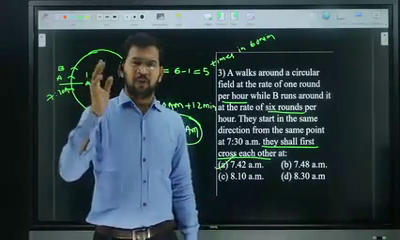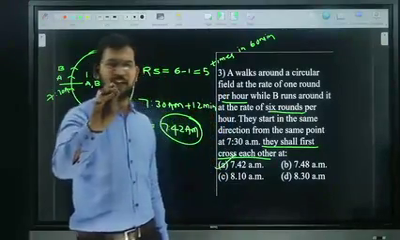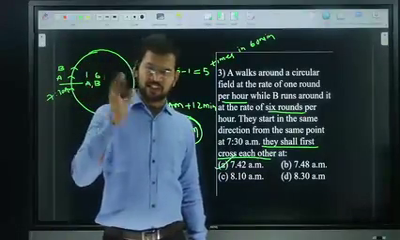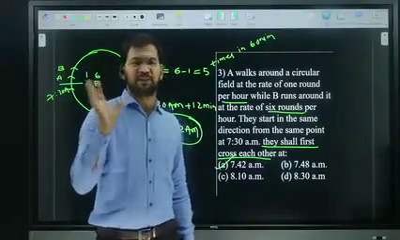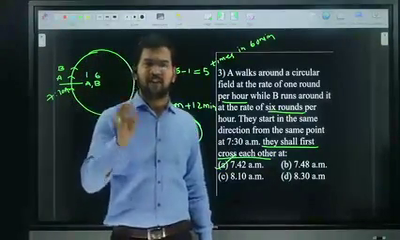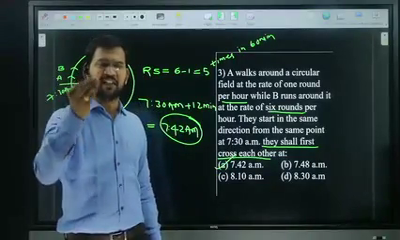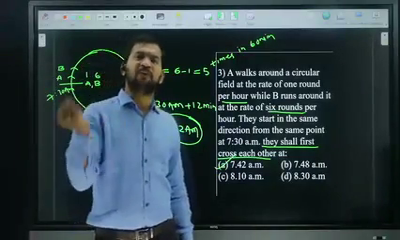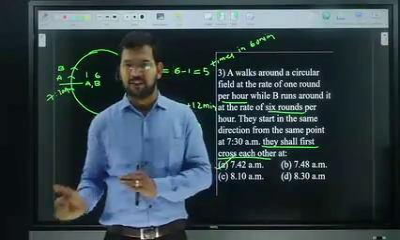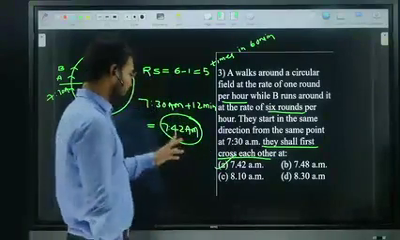So here, both are in the same direction. That is the reason relative speed is nothing but 5 rounds per hour. So there is a chance 5 times they meet each other on the same track. 5 times in 60 minutes, how many 5s are there in 60? 12. For every 12 minutes they pass each other. They're asking at the first time. Starting time is 7:30. After 12 minutes is nothing but 7:42 a.m. So your answer is 7:42 a.m.